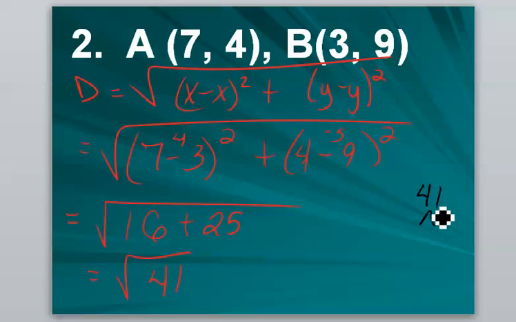Do our factor tree. Something that goes into 41. I'm stuck. 41 is a prime number. That is our final answer, just the square root of 41.